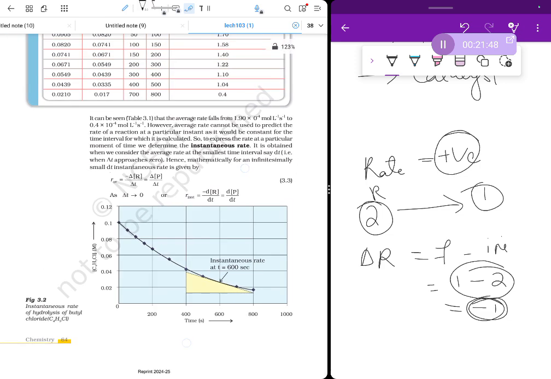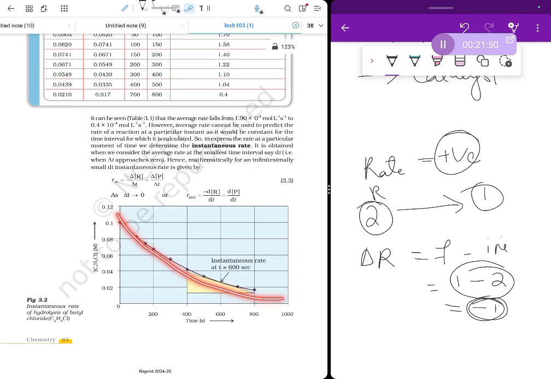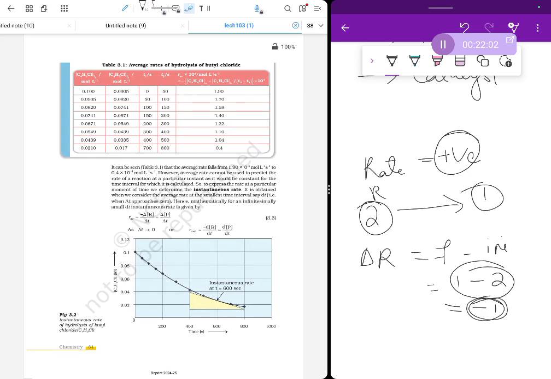So this is what we have already seen. Suppose we have to find the instantaneous rate at time equal to 600, then we have to take the slope at 600 on the graph, and then we will get the instantaneous rate. Is there anything in this other than that?